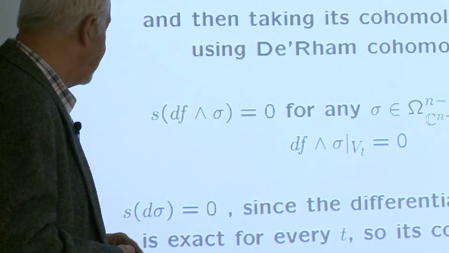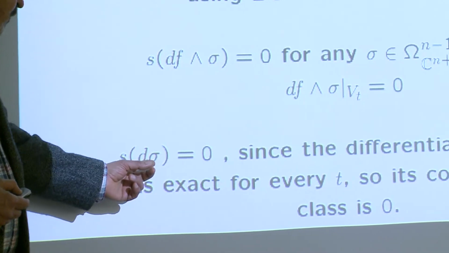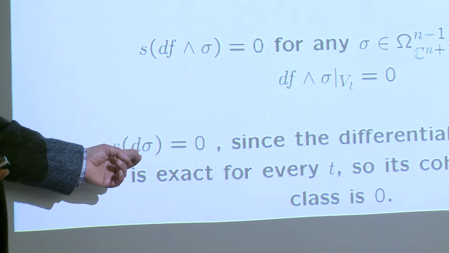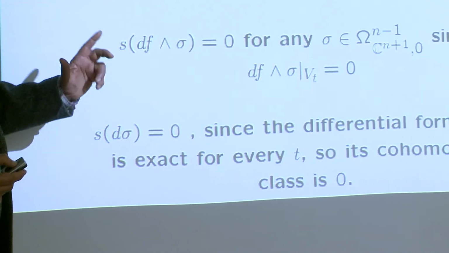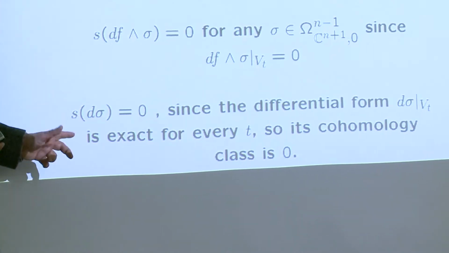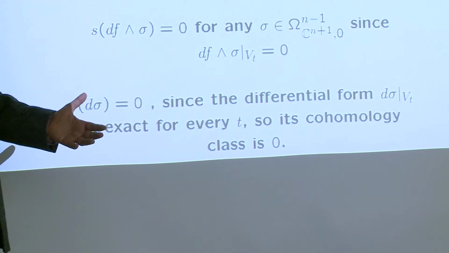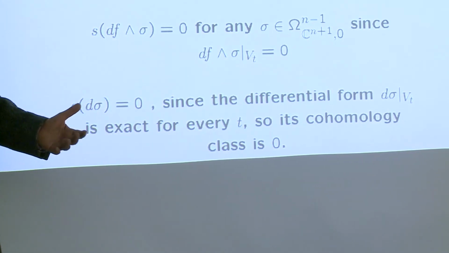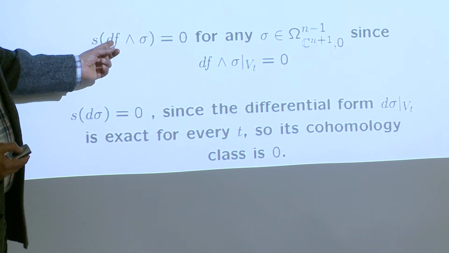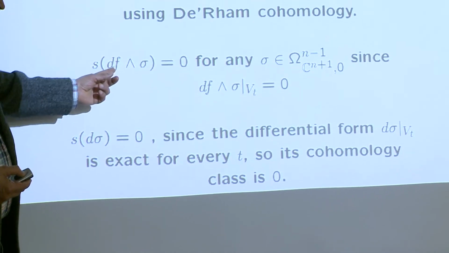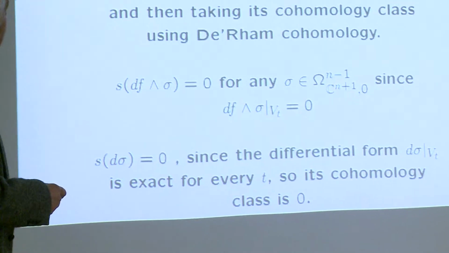And then if you do S of a closed form, then if this is globally closed in C^(n+1), when you restrict to V_t, it's still a closed form. So when you take its cohomology class, it is 0. So this means that this map is going to be 0 on everything which we can factor as df, and is going to be 0 on the closed forms.